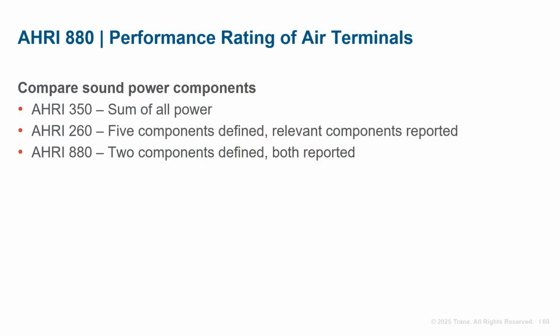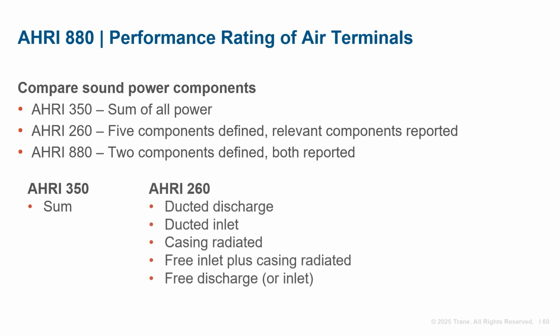While we are thinking about how Standard 880 compares and contrasts to 350 and 260, let's review the important concept of sound power components. Recall that AHRI 350 does not break up the sound power into components. And this is very similar to how many non-HVAC products report sound power. Therefore, we will get a single set of octave band sound power values. AHRI 260 defines 5 sound power components, but only the relevant components relating to the product configuration will be reported. Standard 880 defines 3 sound power components, but most units will be configured such that only discharge and radiated apply.